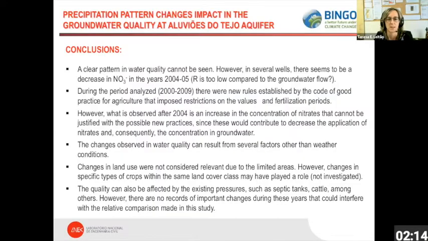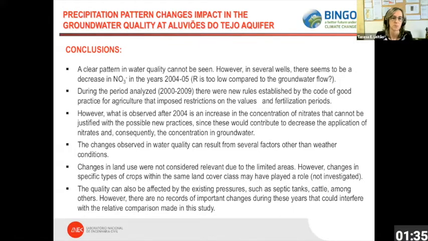Again, please, next slide. So, coming to conclusions, we cannot say that we see a clear pattern in water quality change. However, it looks like in the years 2004 and 5, we have lower concentrations of nitrogen. Also, I did not say, but during the period analyzed, there were some new rules established in the code of good practices that have restricted the use of fertilization, and this is not clear by the opposite.